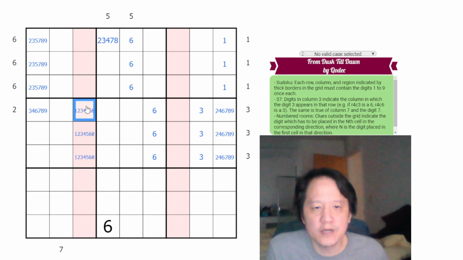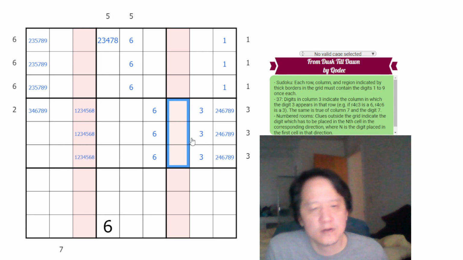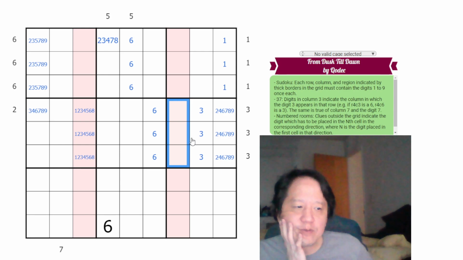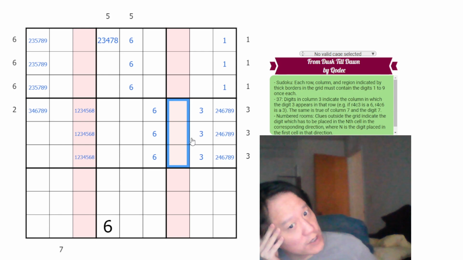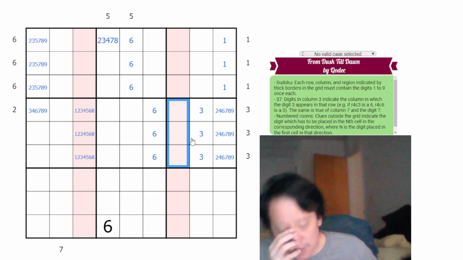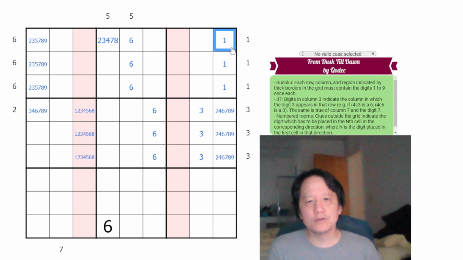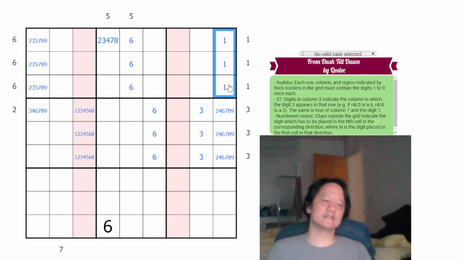Seven. So 7 cannot be here. So, well, okay, yeah, we couldn't have 7 there. So 7 could be in 7. It's 1, 2, 4, 5, 6, 7, 8, 9. Yeah. That's valid. So we know the 1 has to be here. Actually, no, it doesn't have to be. It could be there.